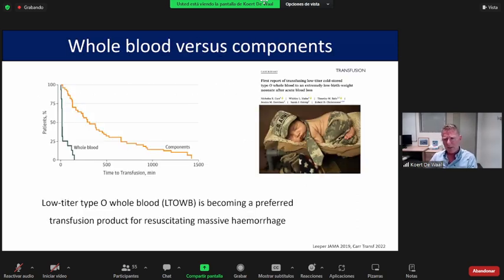This is a study from Christensen and his group, but also other groups in America doing the same thing. They started switching from components to whole blood as the preferred transfusion product for resuscitating massive hemorrhage. This whole blood is relatively easy to store, so it's low titer type O whole blood. It has everything in it.